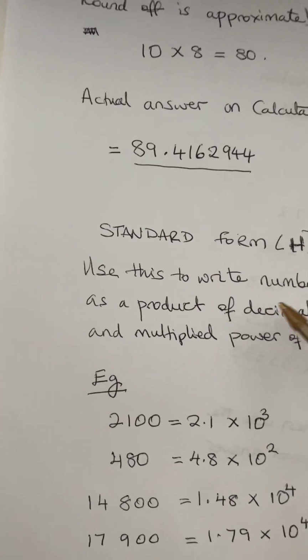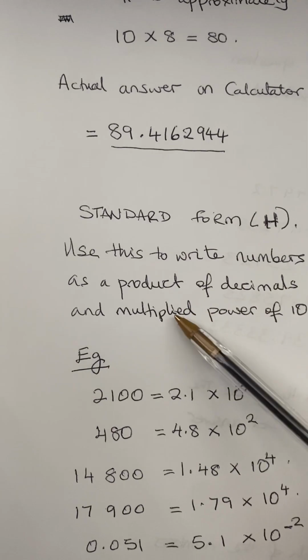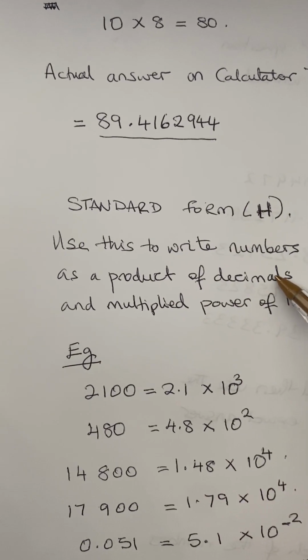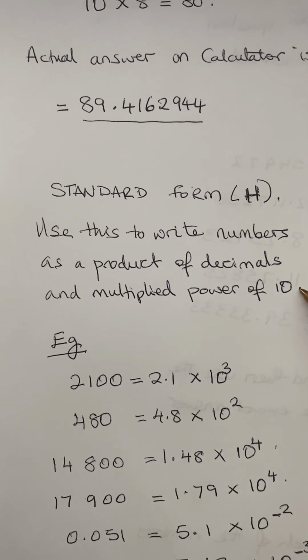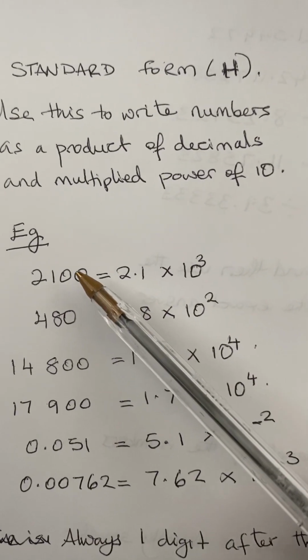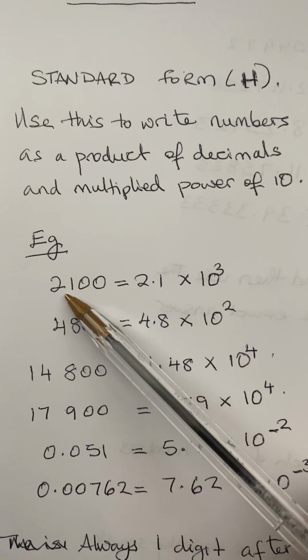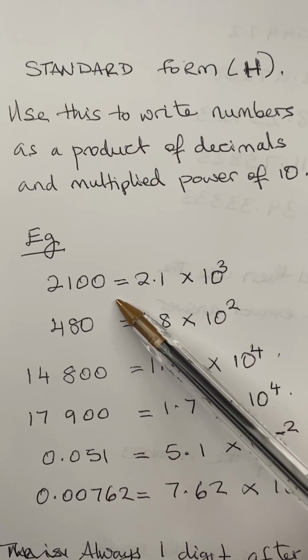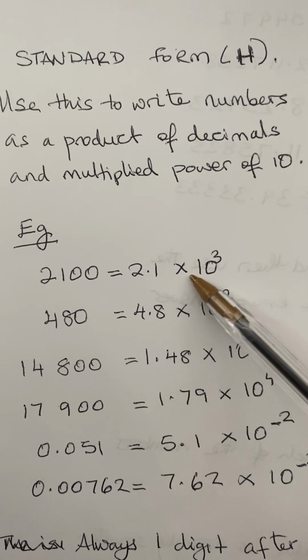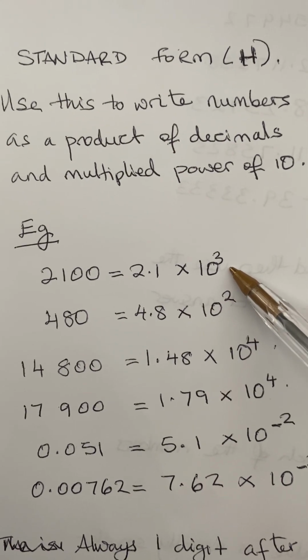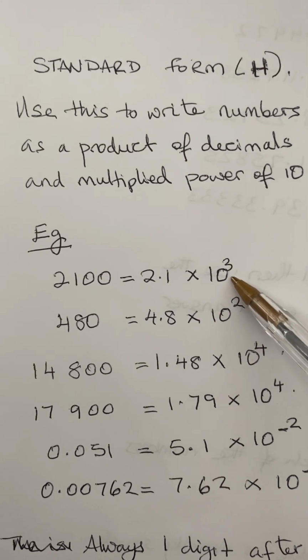Okay, so we write these numbers as a product of decimals multiplied by a power of 10. So for instance, 2100 will be 2.1 times 10 to the power 3. Okay, how did I get that?